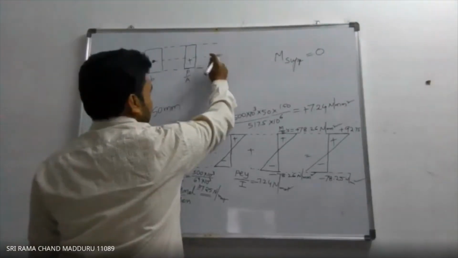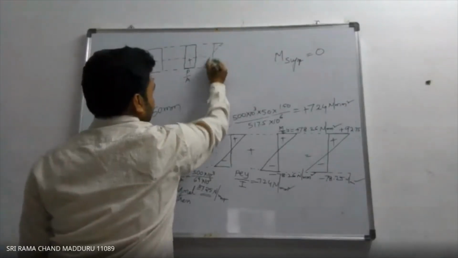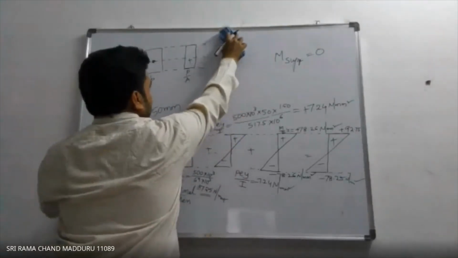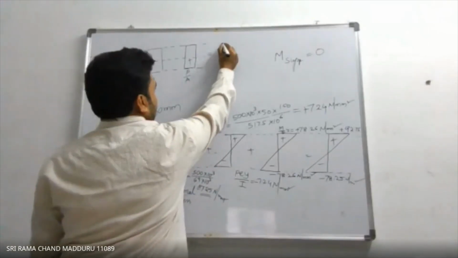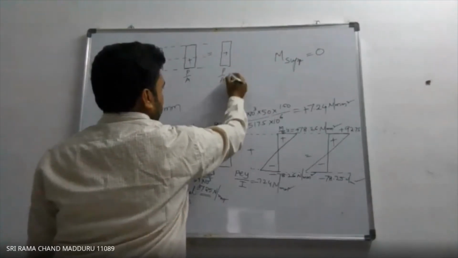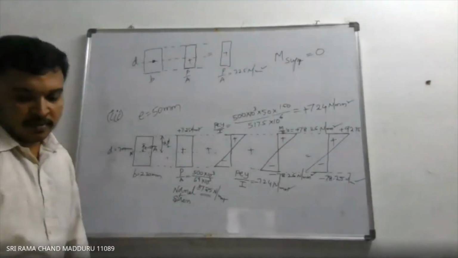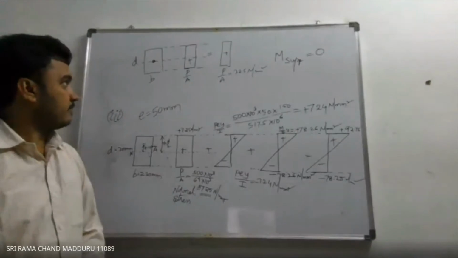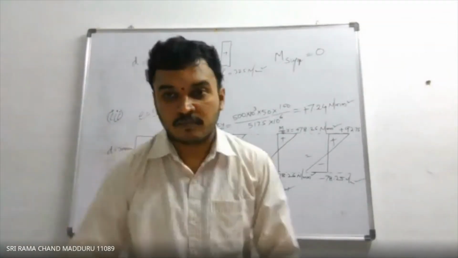Now another one is support moments are equal to 0. You know that initially you have to draw like this, but here M is equal to 0, so you will get this diagram. Due to loading, you will not get anything. So resultant stress diagram will be positive only, plus P by A, which is 7.25 Newton per mm square. That's it. Now coming to case 2.